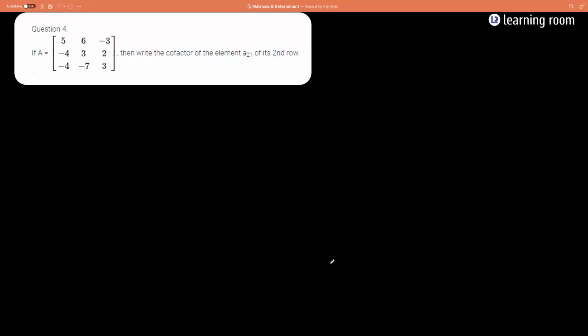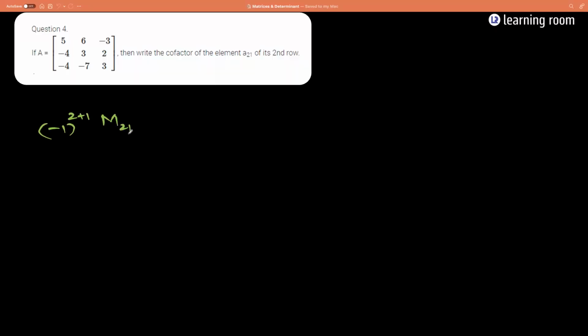So what is the cofactor of the element a21? Minus 1 to the power of 2 plus 1 into m21. Plus 4. So what is it? 3. Plus 4, sir. 3 is the answer.